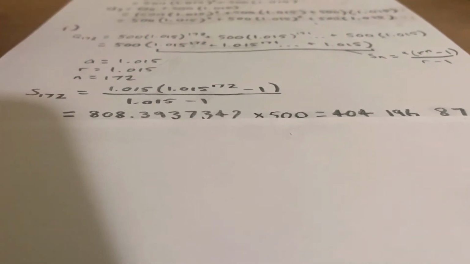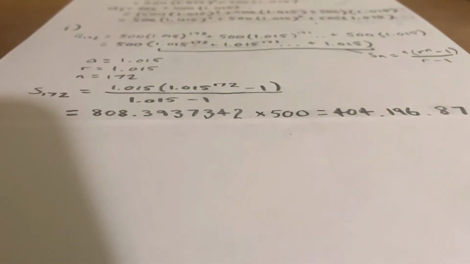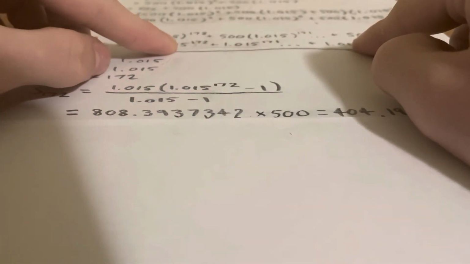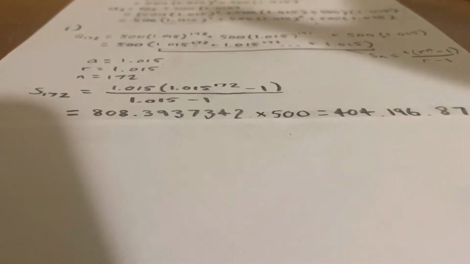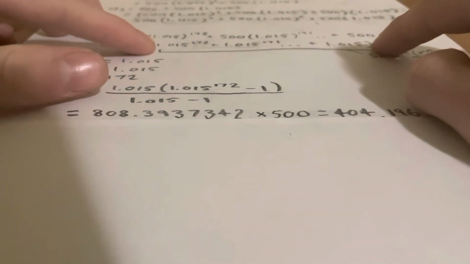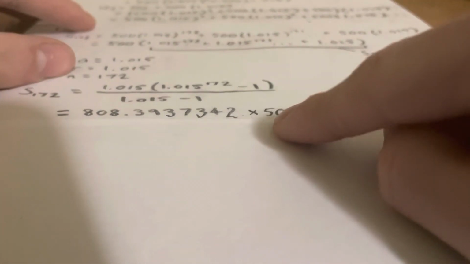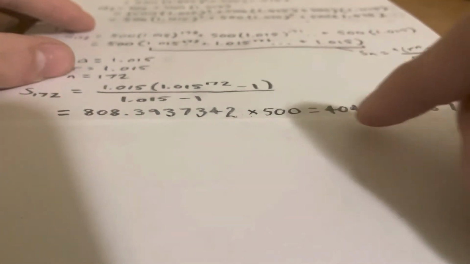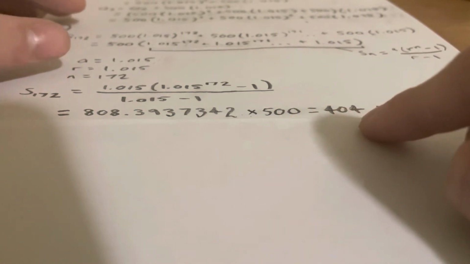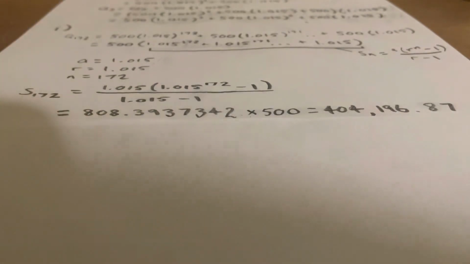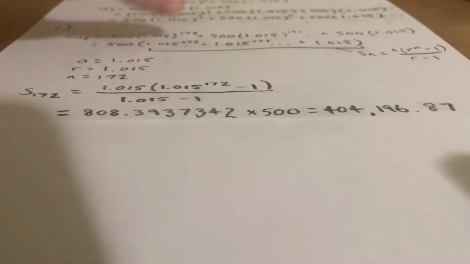And that will give us 808.3937342. Now that was only this geometric series. We haven't completely solved it. We've only solved what was inside that chunk. That chunk there is still being multiplied by 500. So we're going to multiply it by 500 at the end to give us 404,196.87. Rounded to 2 decimal points because it is money that we're using.